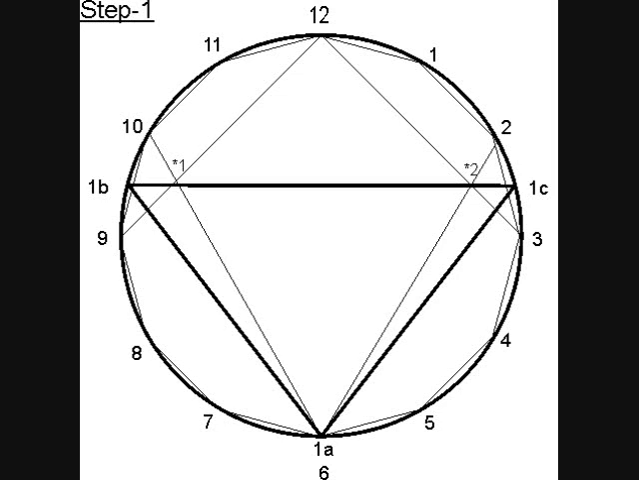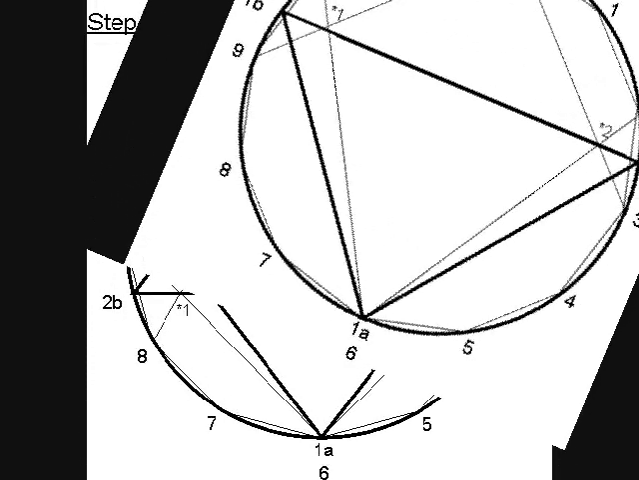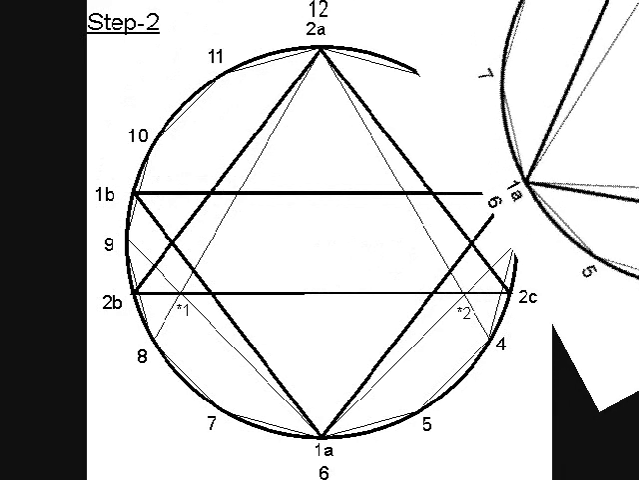Draw line 1B 1C through star 1 and star 2. Join 1A6 on the circle to 1B and 1C. Step 2. Triangle 2 with apex up.